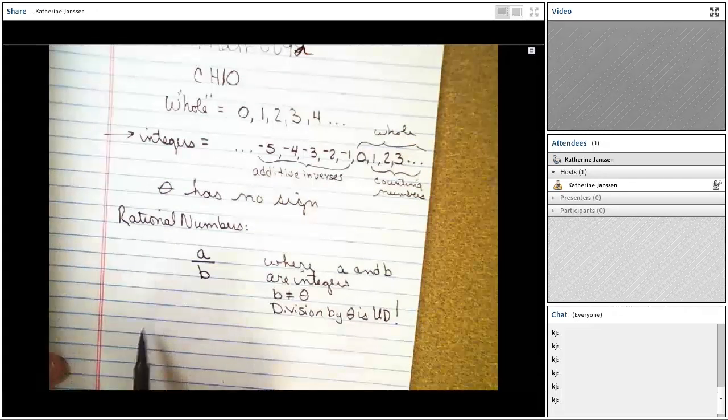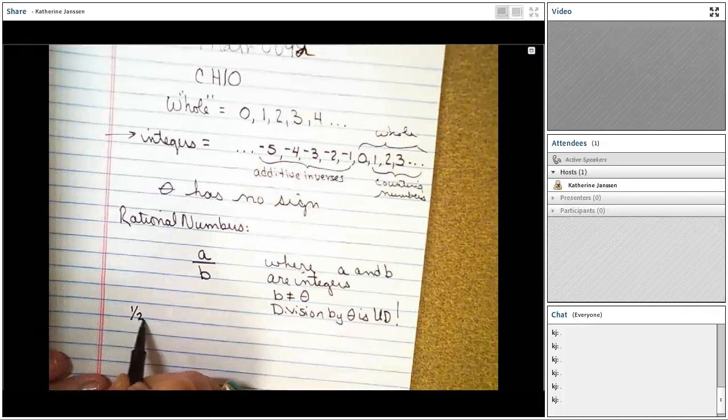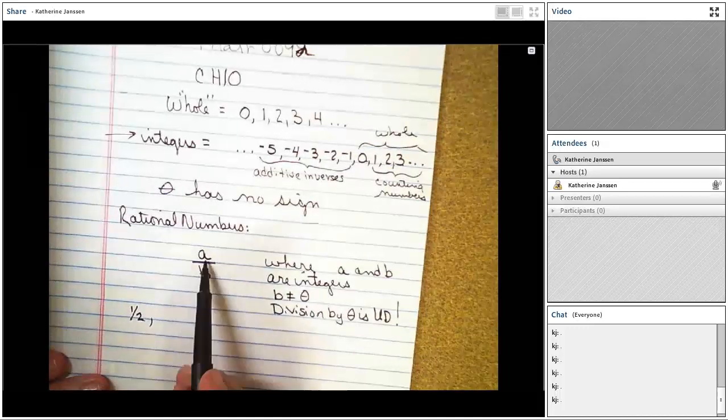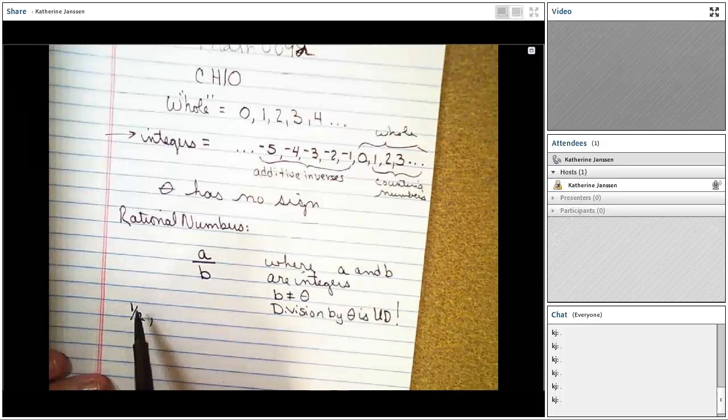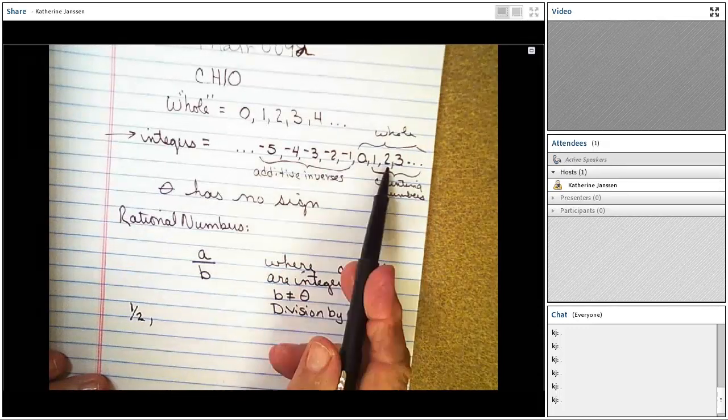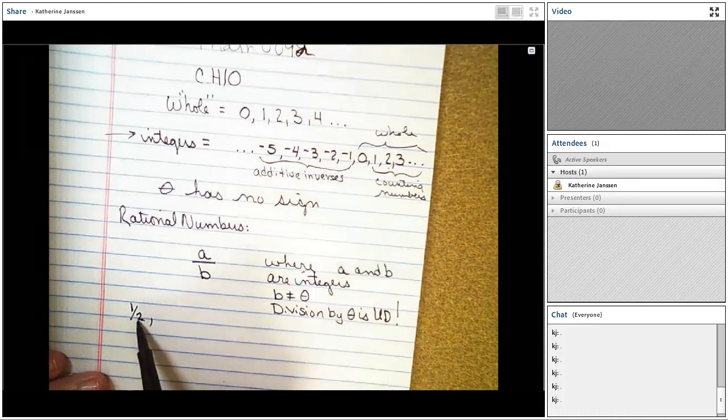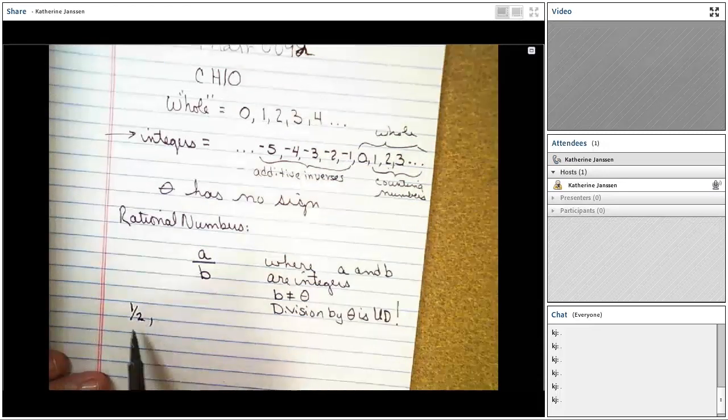So we could talk about numbers like 1/2. Well, A's position in the numerator is an integer and B's position in the denominator is an integer. So we have A over B where both are integers and we're not dividing by 0. So that would be a rational number.